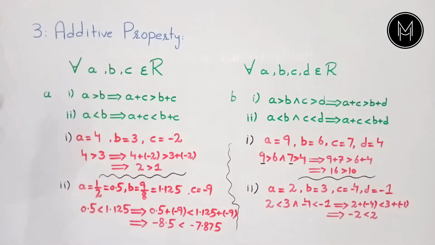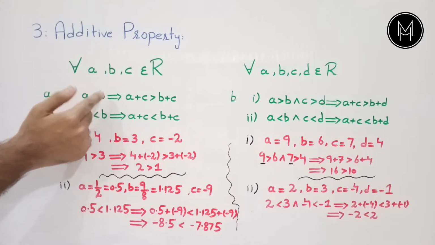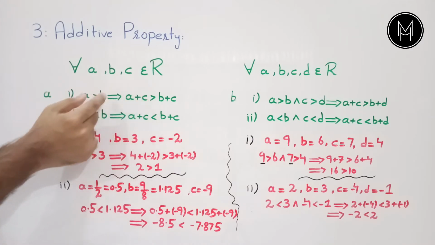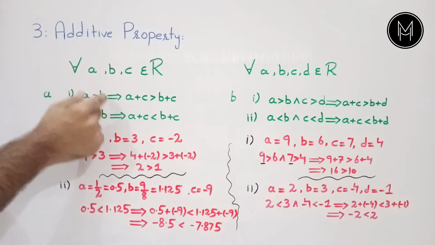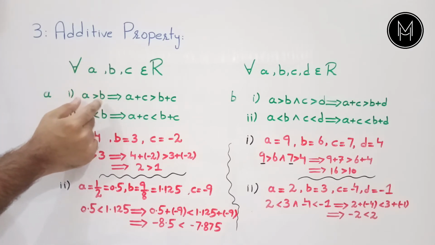For example, let's say we have three real numbers. A, B, C are all members of the real numbers. The first condition is if A is greater than B and we add a common number C on both sides of the inequality, then even after addition, the inequality does not change its direction.